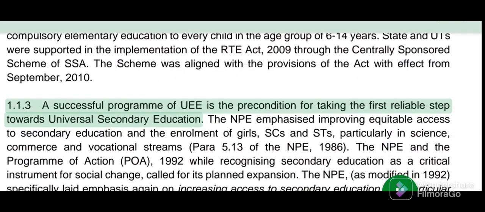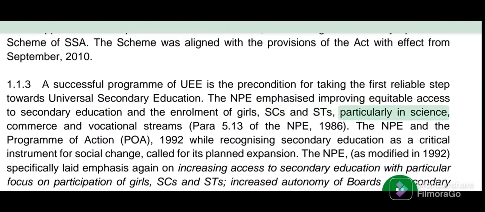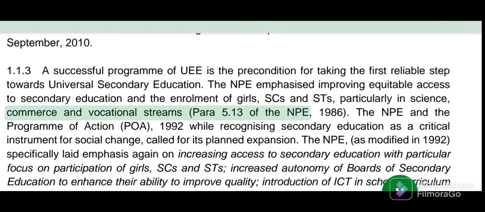1.1.3 A successful program of UEE is the precondition for taking the first reliable step towards universal secondary education. The NPE emphasized improving equitable access to secondary education and the enrollment of girls, SCs and STs, particularly in science, commerce and vocational streams. Para 5.13 of the NPE, 1986.